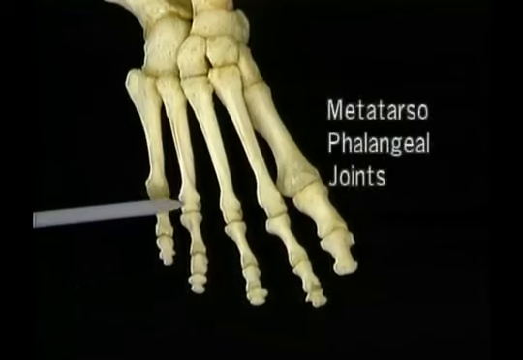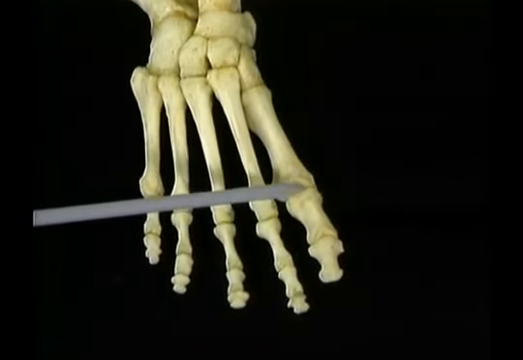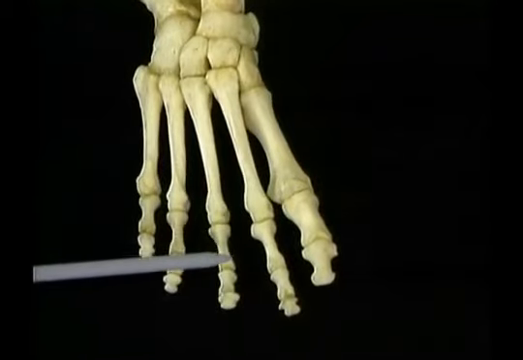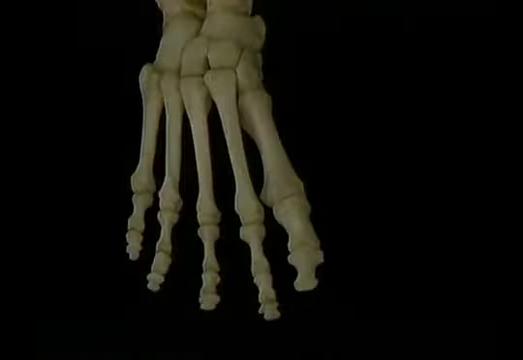These are the metatarsophalangeal joints, or MP joints for short. The joints between the phalanges are the interphalangeal joints. The bones of the toes are quite similar to the corresponding bones of the fingers, which are shown in Volume 1 of this atlas.